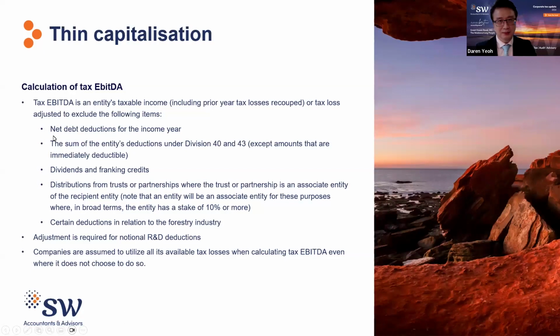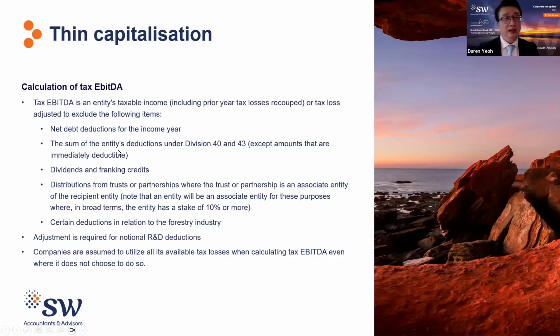So two terms here that you need to be aware of. The term net, which is expense minus income, and the term debt deductions, which is far wider than interest expense. It includes anything similar to interest. So it would potentially capture interest rate swap costs or guarantee fees, which you pay on the loan. So it's far wider than interest expense.